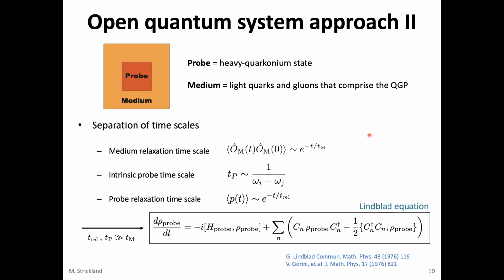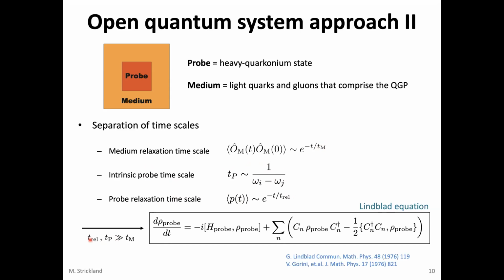In order to get to the effective evolution equation for our reduced density matrix, we also have to consider the various timescales at play here. There's a relaxation time for the medium itself, which can be expressed in terms of some correlation function between medium operators, and one expects that this should decay exponentially with some given time. There's also what's called the intrinsic probe scale, which is related to the difference of energy levels in the system that's doing the probing, and how fast transitions between those levels occur. And then finally, the probe relaxation time itself.